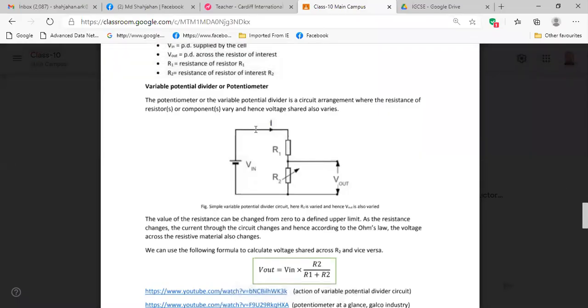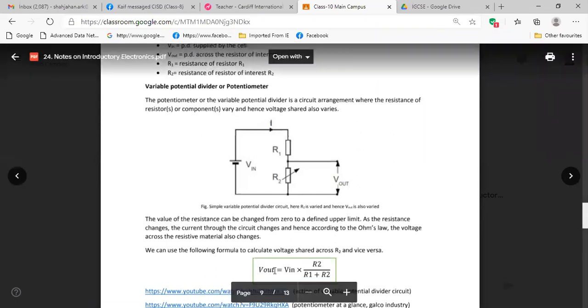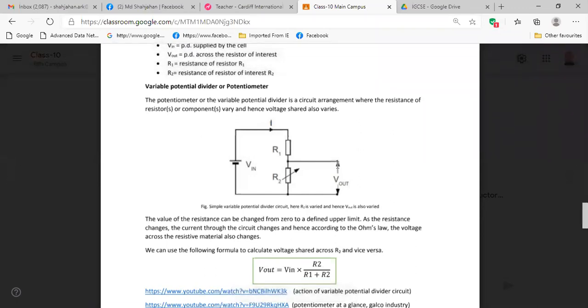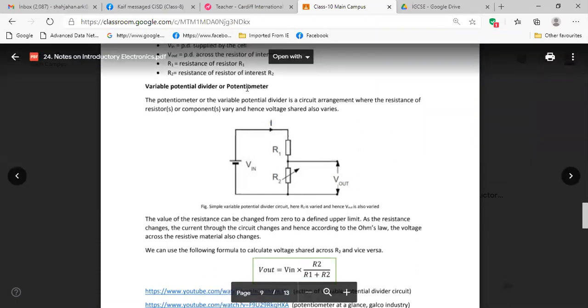Potential divider, the formula you know. We are just having the review of how it is working. Can you write this heading: variable potential divider or potentiometer? That one was only potential divider. Now we are going for variable potential divider or potentiometer.